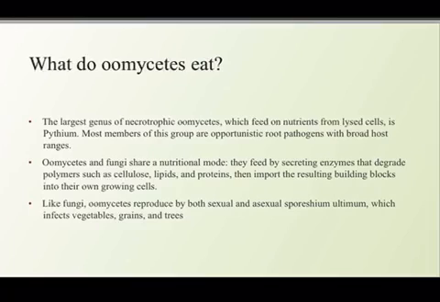Oomycetes and the fungi share a nutritional mode. They feed by secreting enzymes that degrade polymers such as cellulose, lipids, and proteins, then import the resulting building blocks into their own growing cells. Like fungi, oomycetes reproduce by both sexual and asexual sporangium ultimum.